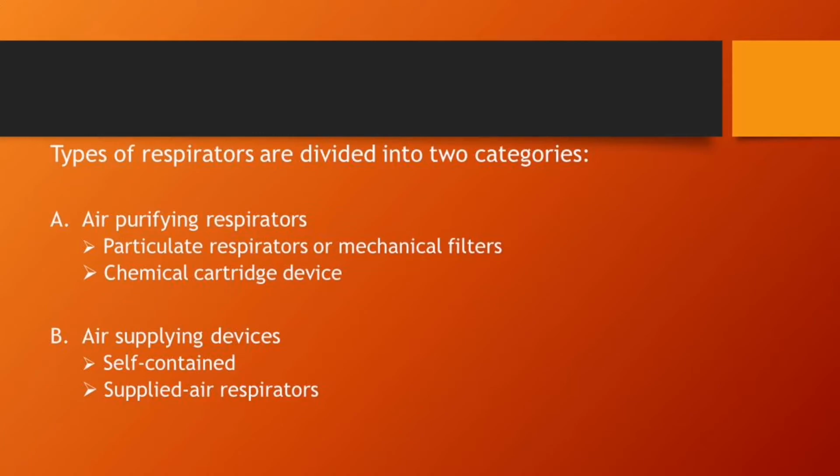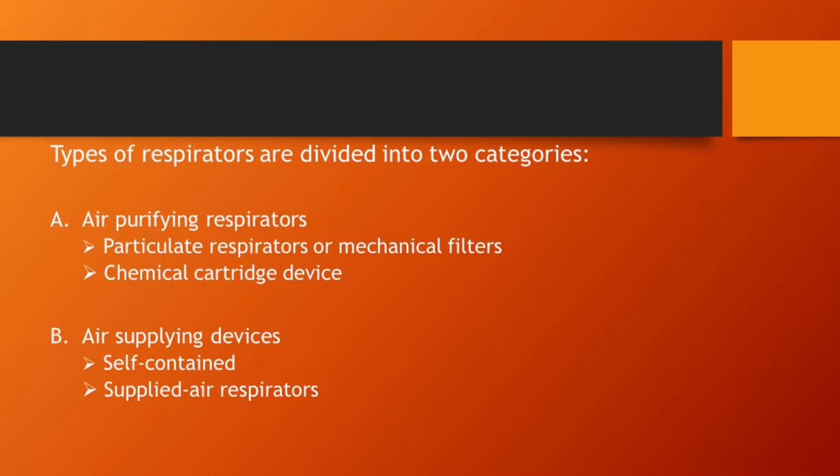The particulate respirators or mechanical filters screen out dust, fog, fume, mist, spray, or smoke. Such filters need to be replaced at frequent intervals. And the chemical cartridge devices remove contaminants by passing the tainted air through material that traps the harmful portions. There are specific cartridges for specific contaminants. This should be used and no substitution should be made.